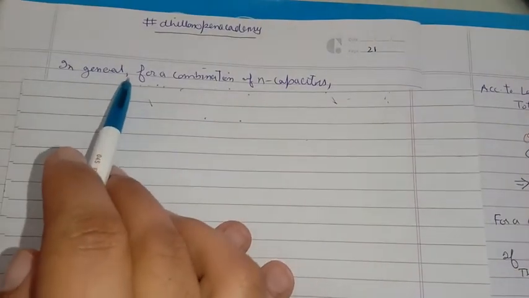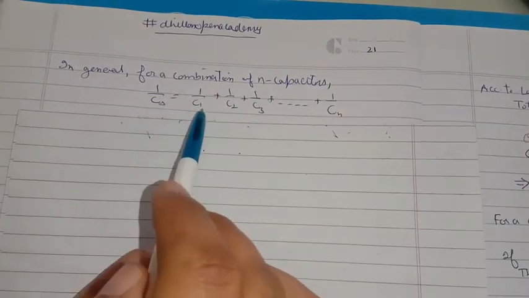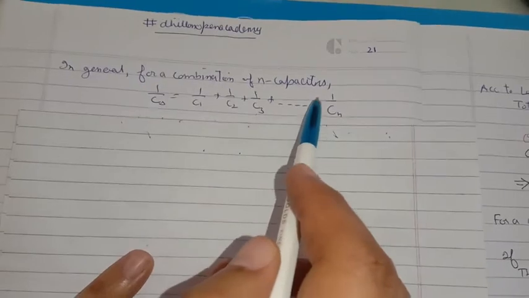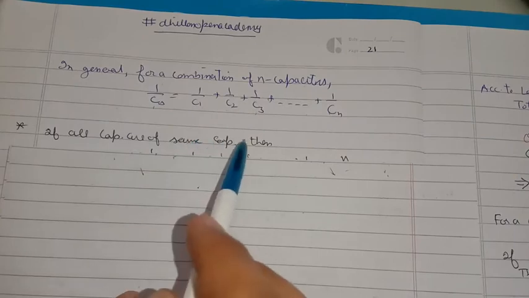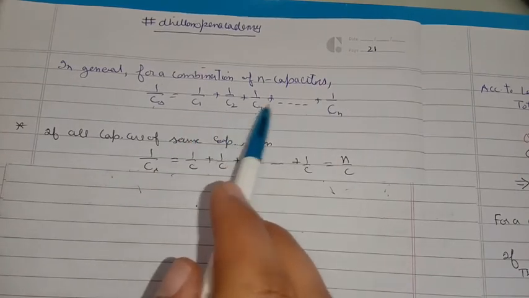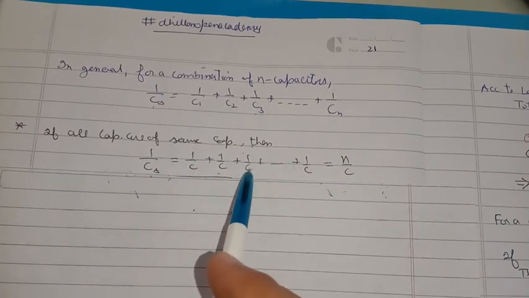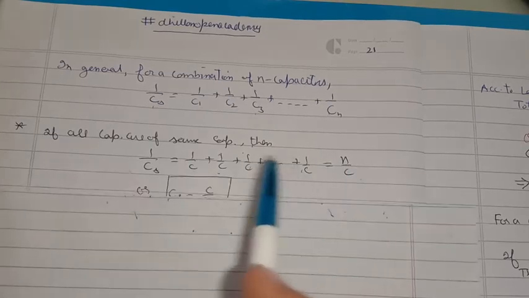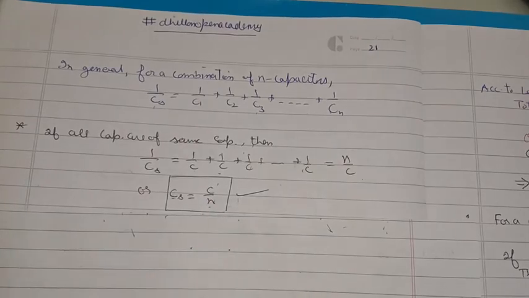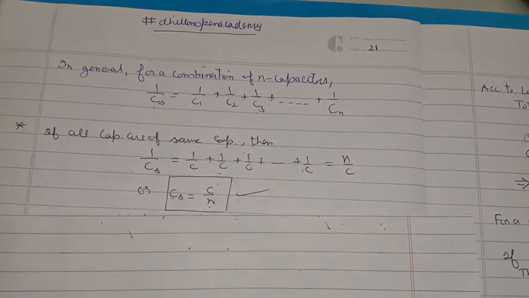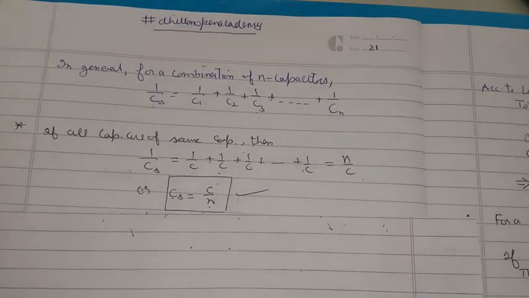So in general, if we are connecting n capacitors in series, then their net capacitance will be 1 by C1 plus 1 by C2 plus 1 by C3 plus so on up to 1 by Cn, all equal to 1 by Cs. If all capacitors are of the same value, that means C1, C2, C3, Cn all are of the same value C, 1 by Cs will be 1 by C plus 1 by C plus 1 by C, so on up to n times, which will be equal to n by C, or Cs will be equal to C by n. Because C is divided by n, this means that capacitance in case of series combination decreases. So series combination of capacitors is used to decrease the net capacitance.